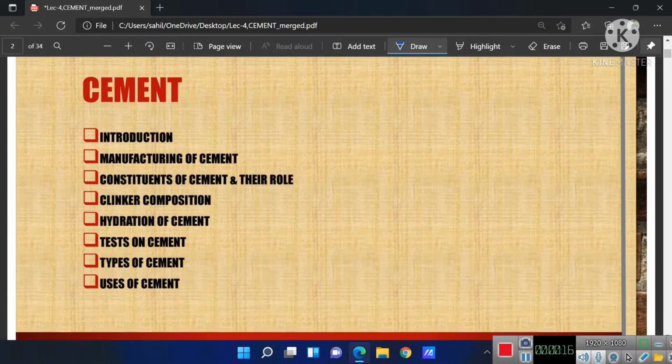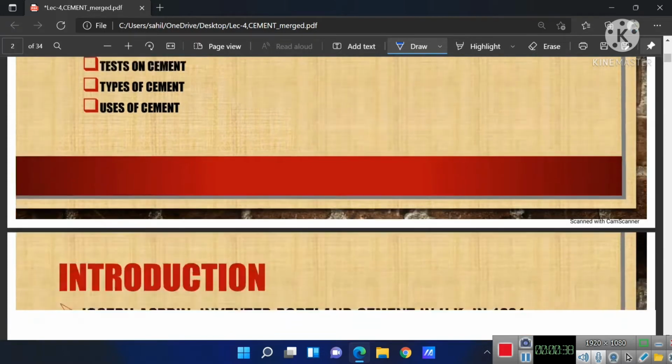So moving on to the first slide. Here are the points which we are about to learn in this module. First of all, introduction, then manufacturing of cement, then constituents of cement and their role, and then clinker composition, the hydration of cement, tests on cement, types of cement, uses of cement.